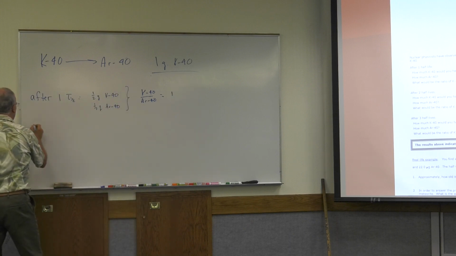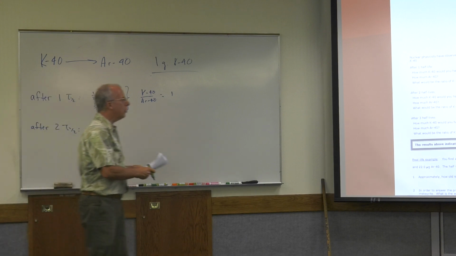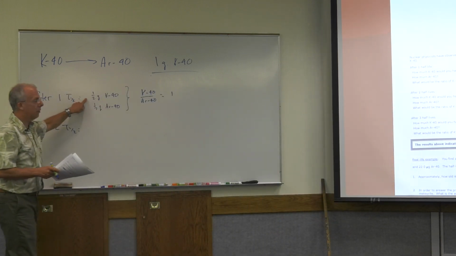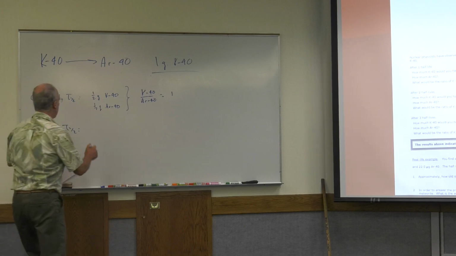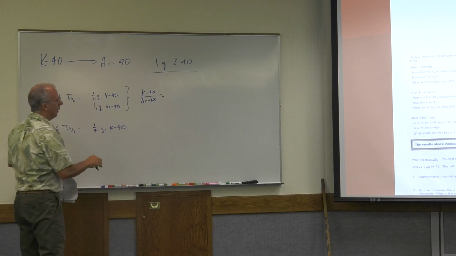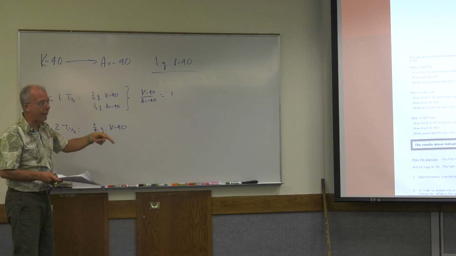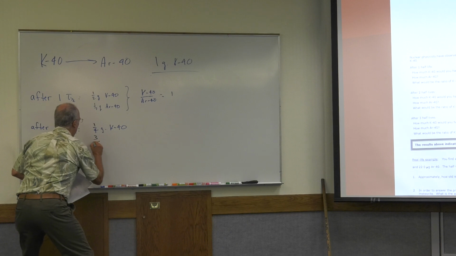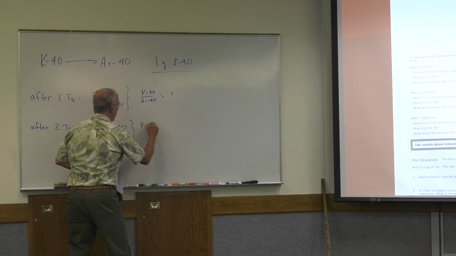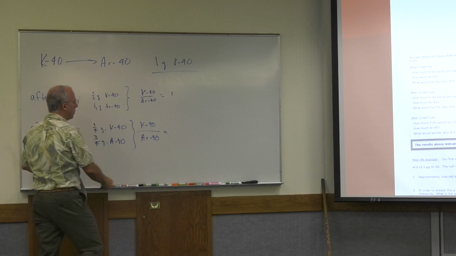Awesome. Okay, keep going. Now let's do the next one. After 2 half-lives, how much K40 do you have? Well, after 1, you had 1/2. So after another half-life, 1/2 of 1/2, which is 1/4. So we have 1/4 gram K40. How much argon? Well, where did the other 1/4 go? It became argon. So we had 1/2, now we add 1/4. 1/2 and 1/4 is 3/4. So we have 3/4 gram of argon-40. So the ratio K40 to argon-40 is 1/4 over 3/4, which is 1/3.